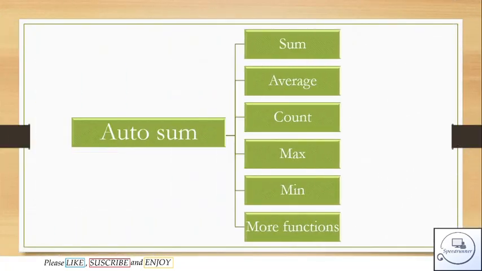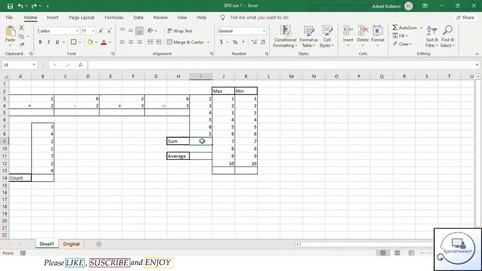AutoSum. We have sum, average, count, max and min. And there are other many more functions, but these 5 are the most important ones. Let us see this. If I want the sum of all these cells, so here I will click on the cell, go to the AutoSum and click on the sum.